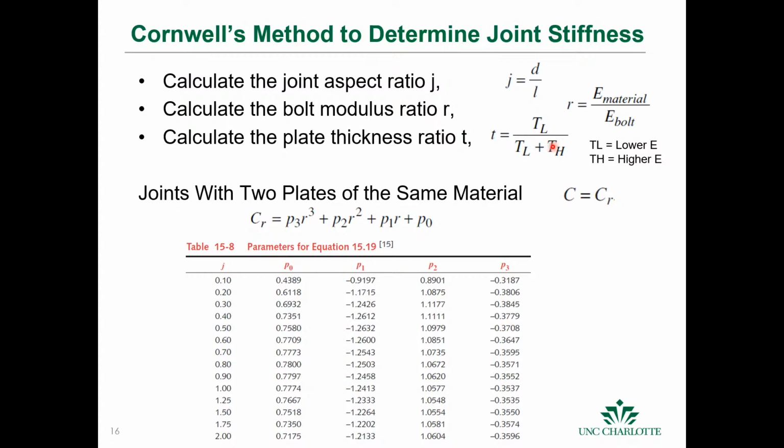Okay, and then you can take this R here and plug it into this equation here. After you calculate your joint aspect ratio, you can calculate your R, and you plug it in, and you can get this CR, and this is your joint stiffness when you have two plates of material that are clamped by a bolt. And the stiffness when you have the same material here, C is just equal to CR.